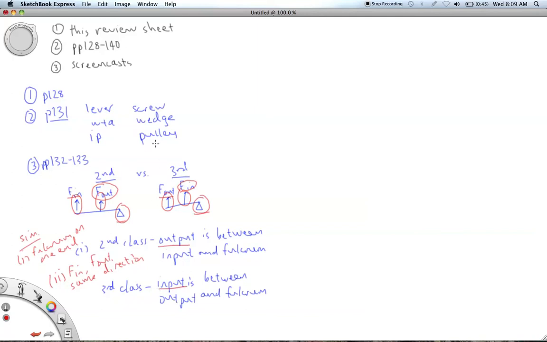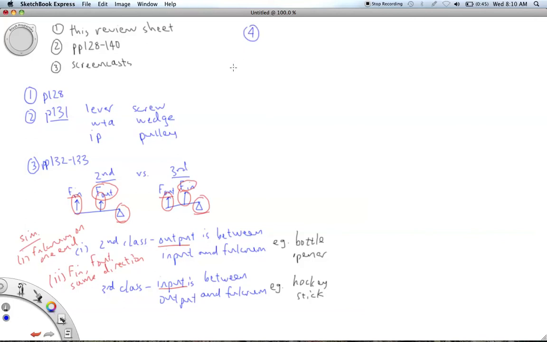Now, for a real life example, let's just switch to black. For a second class lever, it'd be a bottle opener. And for the third class, let's go with hockey stick. Okay, and so that is the solution for question 3. Now let's go back to blue and go to question 4.